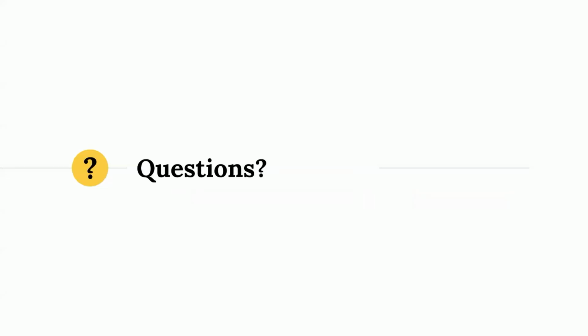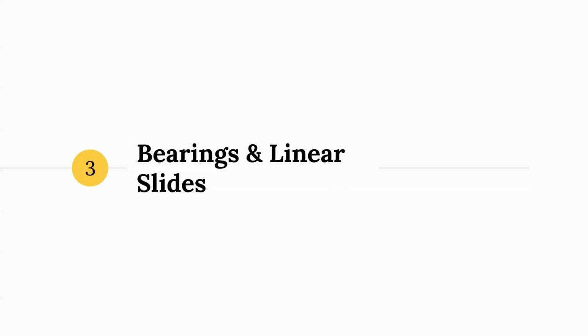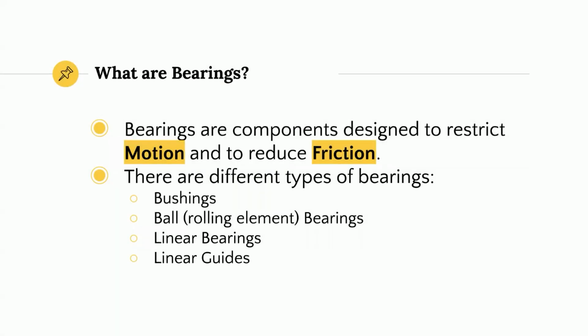Any questions? Okay, great. Bearings and linear slides. Bearings. Bearings are components designed to restrict motion and to reduce friction. There are different types of bearings. There's bushings, ball or rolling element bearings, linear bearings, and linear guides.